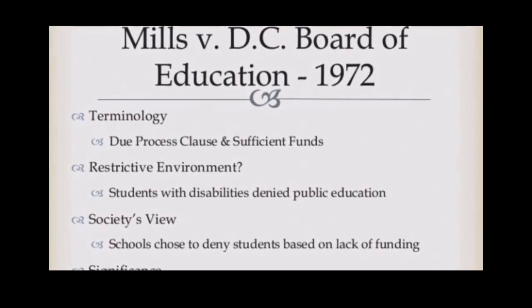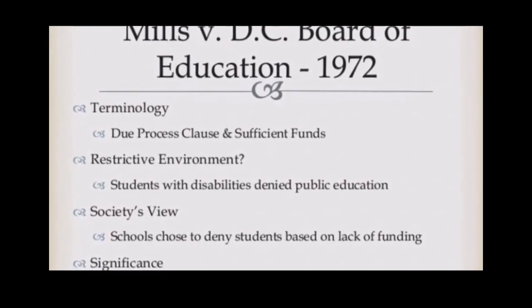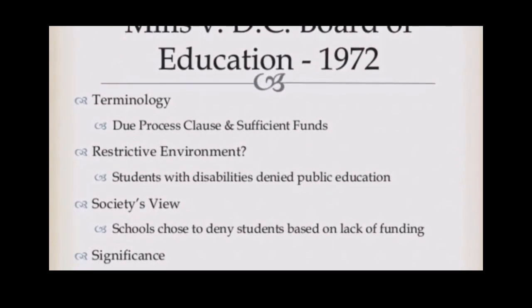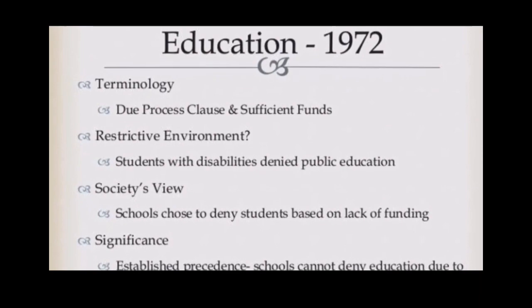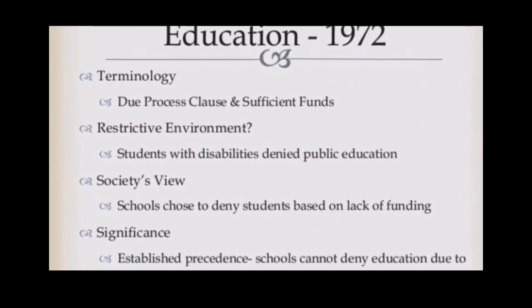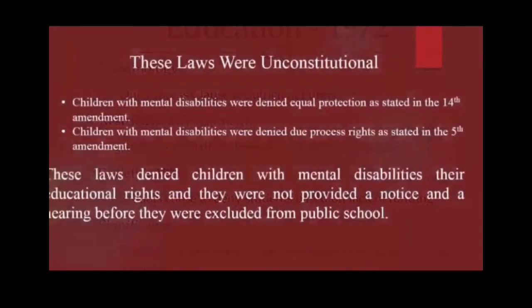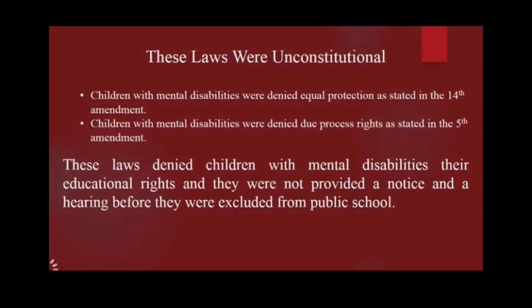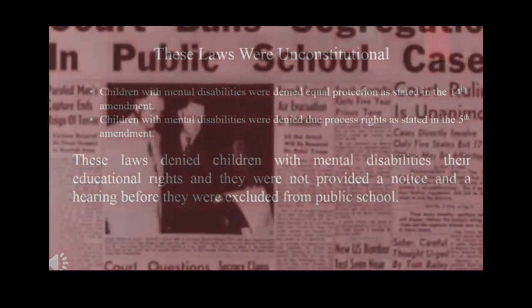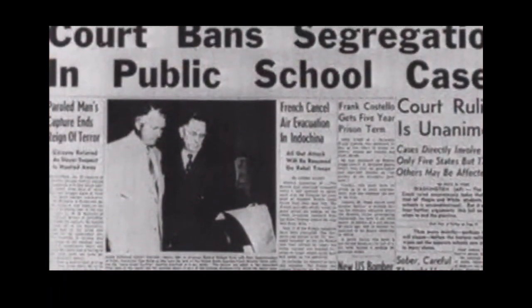In both cases, the Brown decision was used and the 14th Amendment was deemed violated, and this helped provide parents of children with disabilities specific rights to challenge and strike down state law that denied their child the right to a free public education.